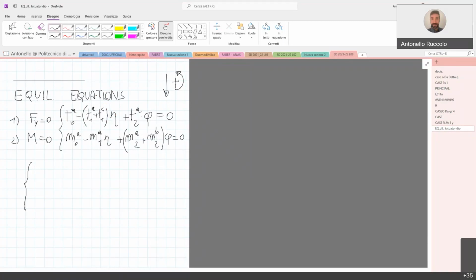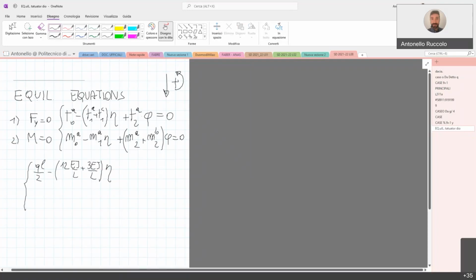L over 2 minus T1A and T1C is 12 and 3. Times eta, that is unknown, plus T2A is 6 iota over L to the power of 2. Yes, multiply times theta, theta.